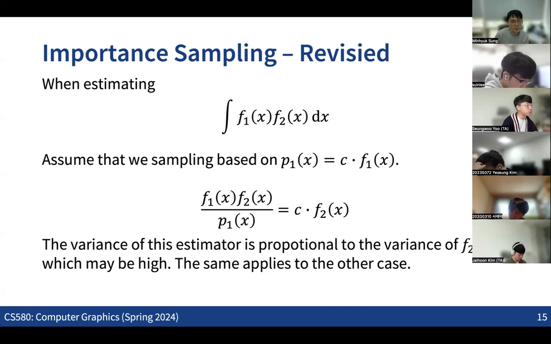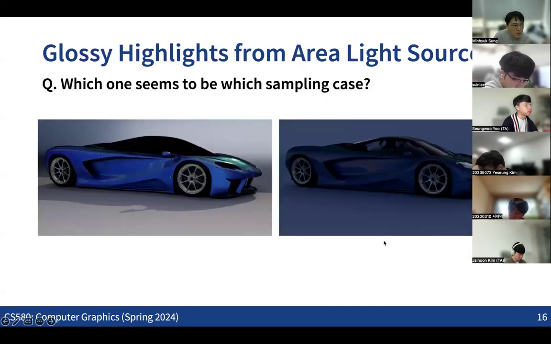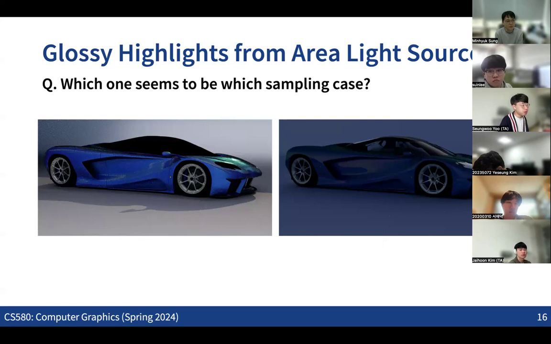So these are two different images, each using one of the sampling strategies. One is sampling based on the BRDF, and the other is sampling based on the light source. Can you tell which one is rendered using which sampling strategy?